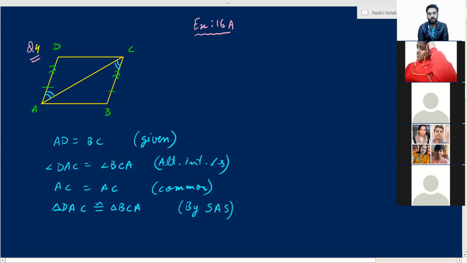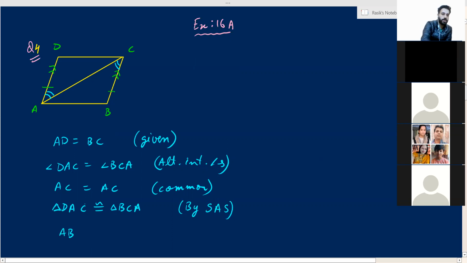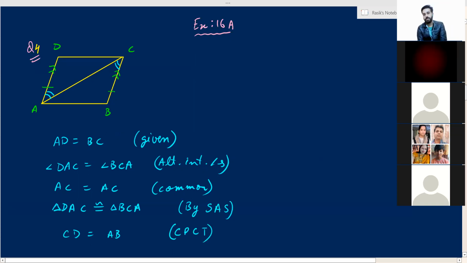Now, because the two triangles are congruent, we can say that AB is equal to DC, CD, whatever you would like to call it. CD is equal to AB. Reason? Because they are corresponding parts of congruent triangles, CPCT. Okay. Corresponding parts of congruent triangles.